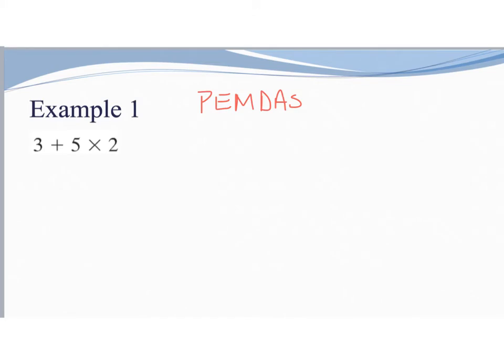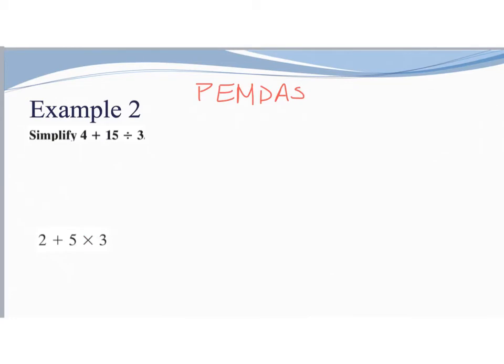So for example 1, I have 3 plus 5 times 2. If we go back to our acronym of PEMDAS, I can see I need to do the multiplication portion first. So I need to simplify 5 times 2, which is 10. Then I can go back and worry about my addition. So I end up with 3 plus 10, and this is going to give me 13.